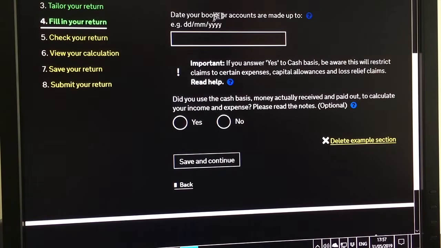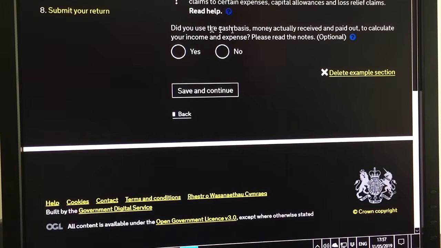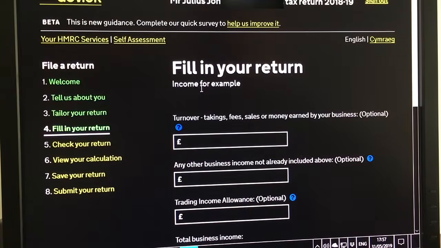Date your books or accounts are made up to. Right, we do need to write that in. Now I'm going to say 05042019. So I'm doing my figures up to the 5th of April. I'm doing it in tax years. You don't have to do it in tax years, but it does make things simpler if you do. Do you use the cash basis? I would normally say no to this cash basis. Say no, and then that will be easier. I'm not going to go into why you should say no, because that's going to get into other fields. Right, save and continue.